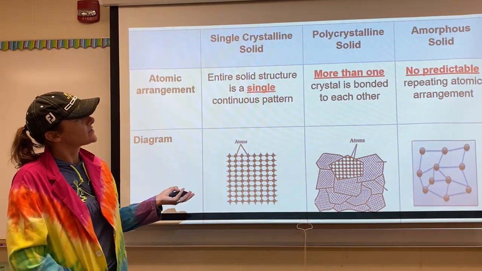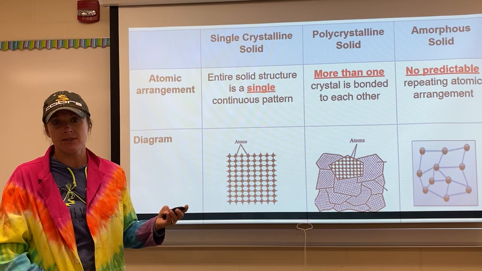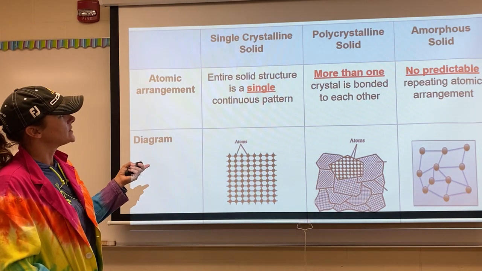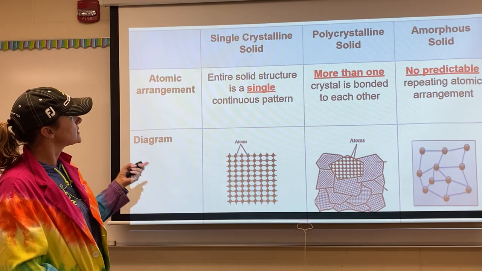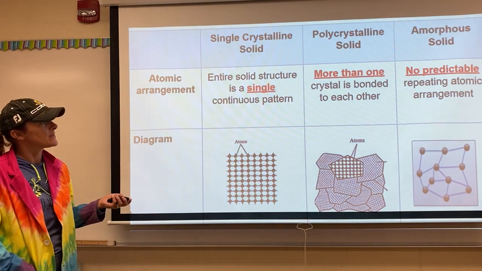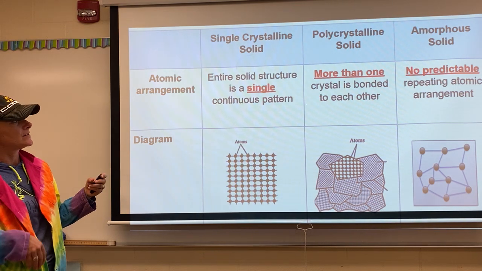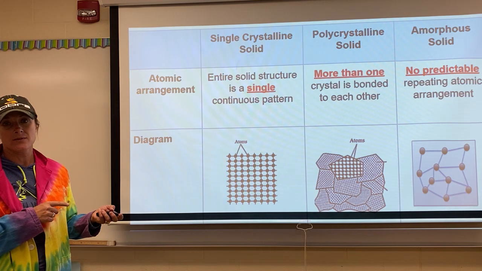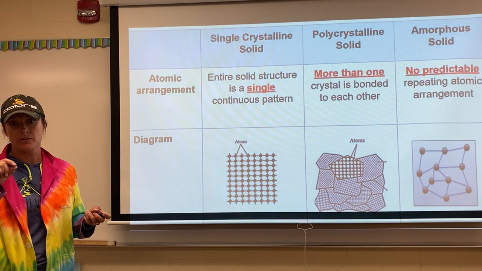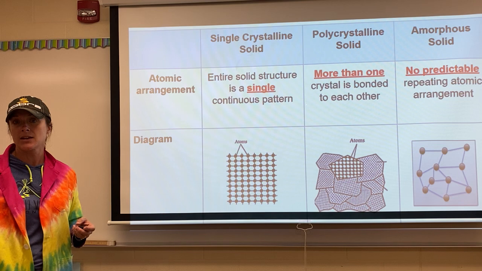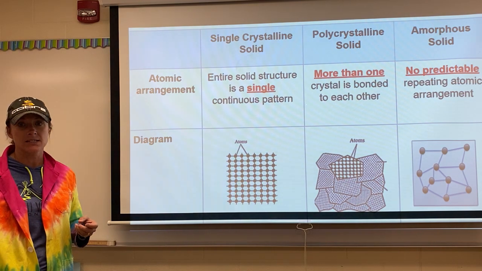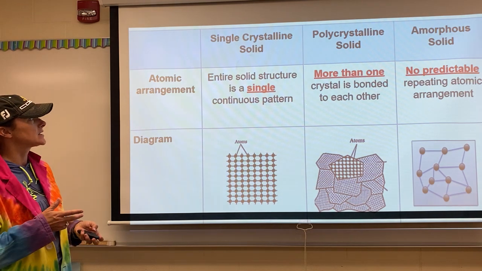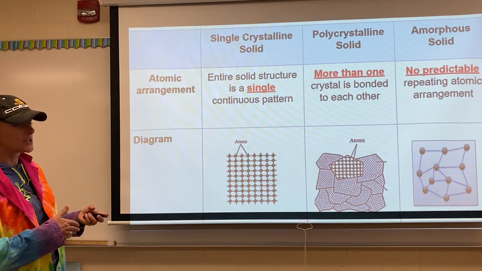When we look at solid structures, there's really 3 main types of solid structures that we can look at. The first is a single continuous pattern. So a single crystalline structure, the atomic arrangement of that is an entire single continuous pattern. This is what you guys are making right now with your copper sulfate crystal, the big crystal that's hanging, or some of you did the potassium alum. But those big crystals that you're putting in the beakers, you're trying to grow a single continuous pattern crystal.